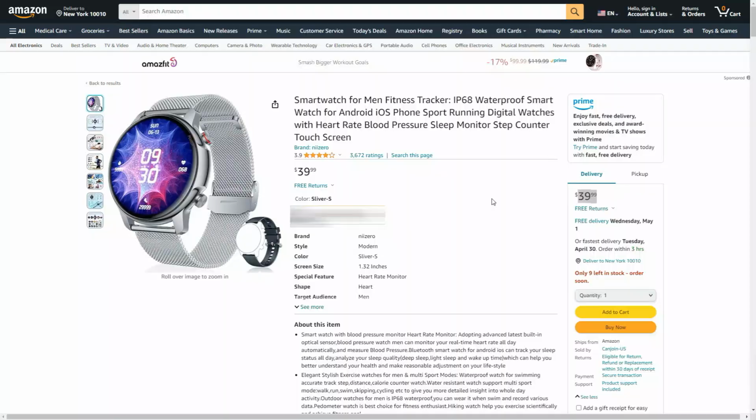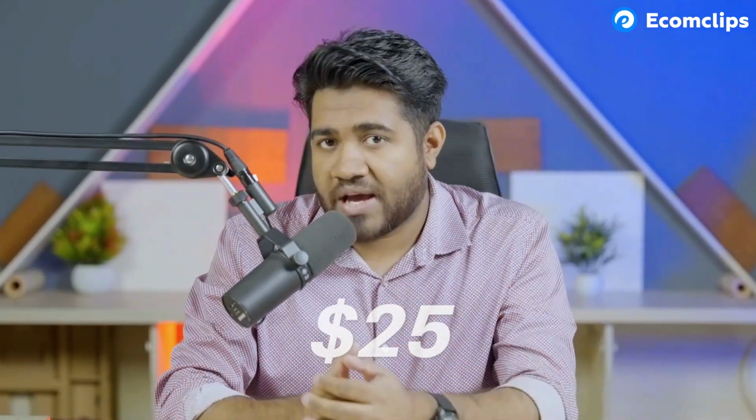First one is high price and low price. If you set your price significantly high, for example, you are selling a watch and your listed price is $40, but other sellers are selling the same watch and their average listed price is lower than yours, suppose $25, there is a huge possibility of getting a pricing error.